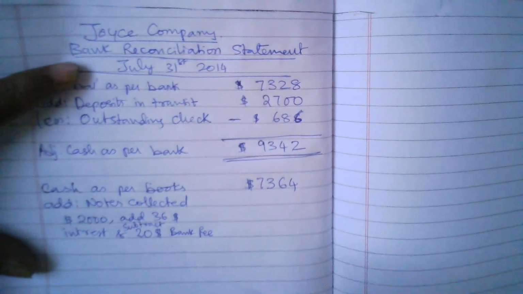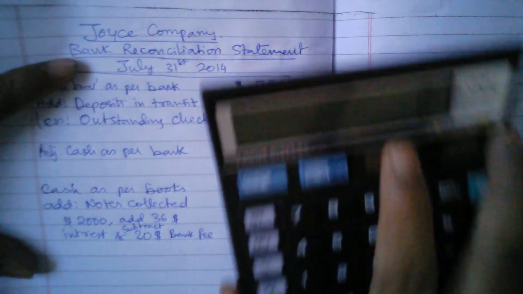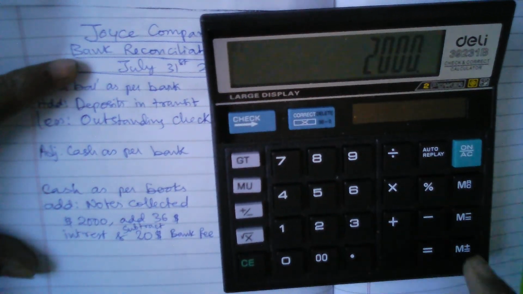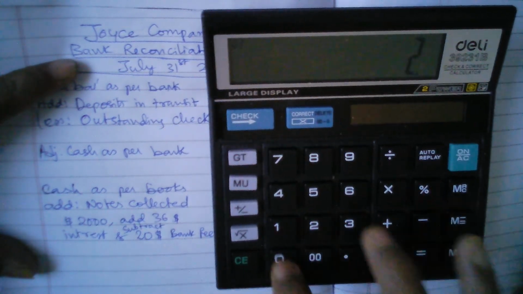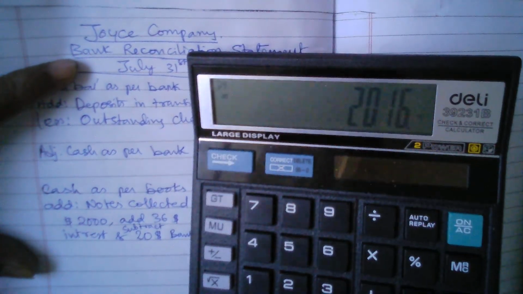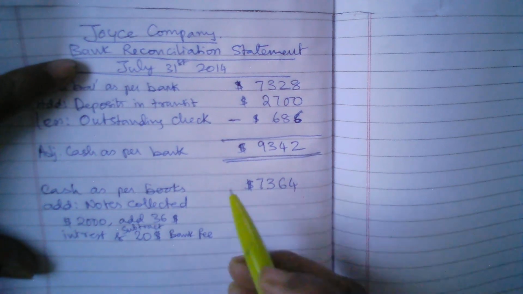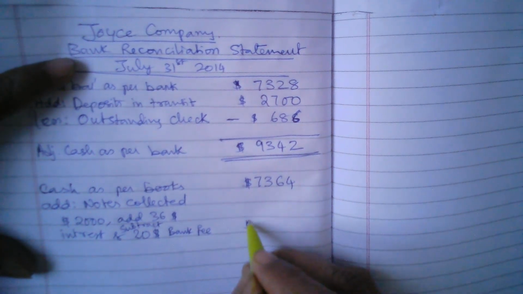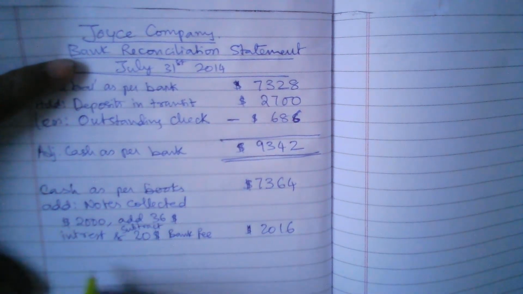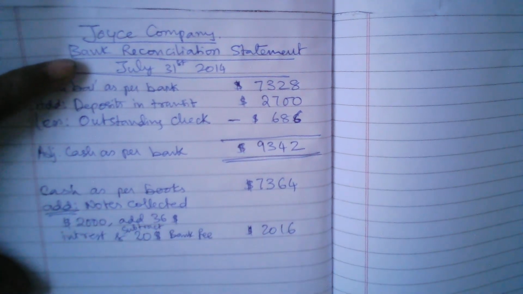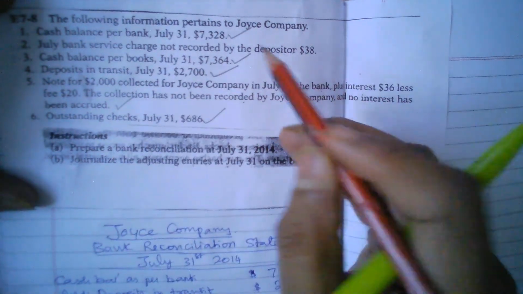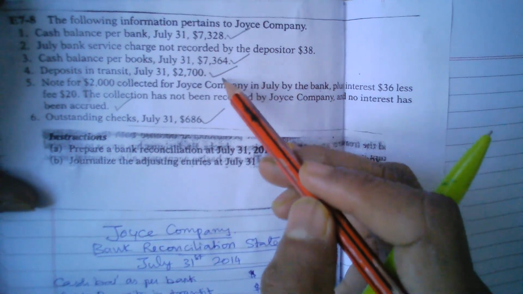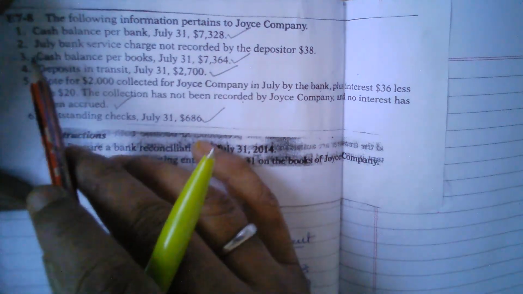So exactly what is the amount here? You see 2000 plus 36 minus 20. So 2016 is the amount. That amount I have to add here. So $2016, this is notes collected. No other notes collected are there. So I have utilized this point number 5. So I got 1, 3, 4, 5, 6. Everything is used. Only one is remaining.